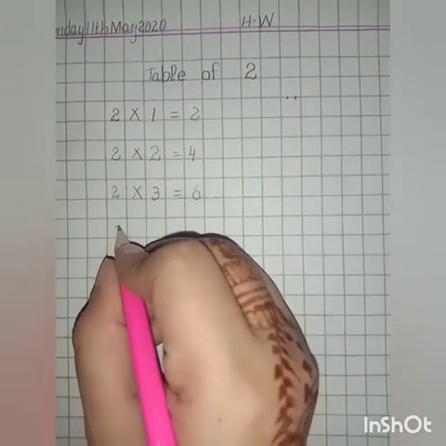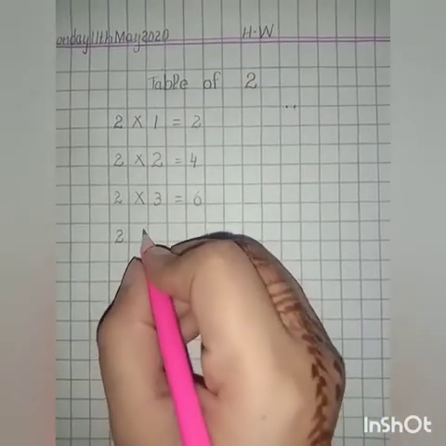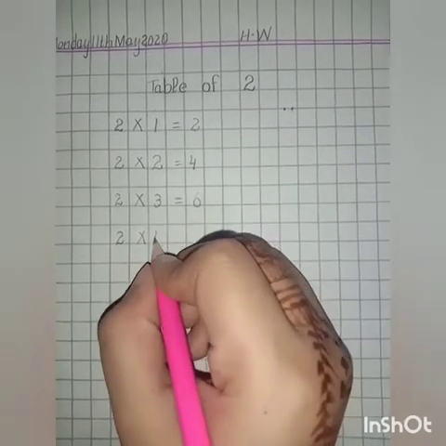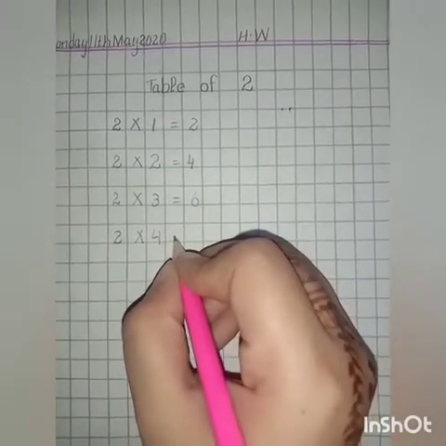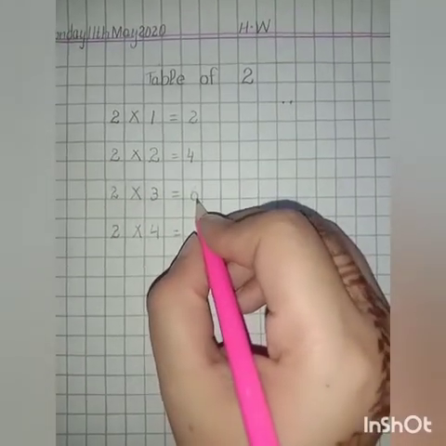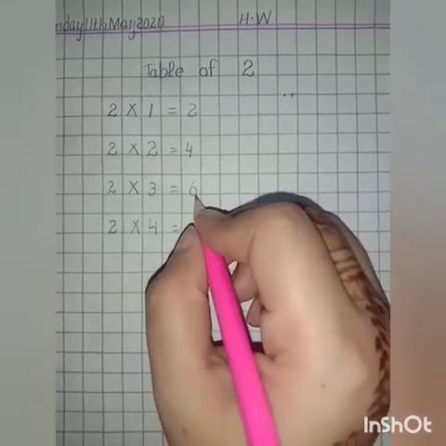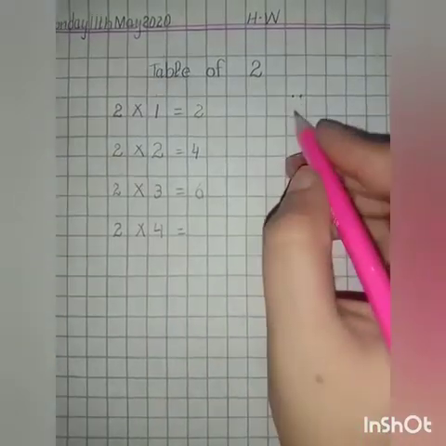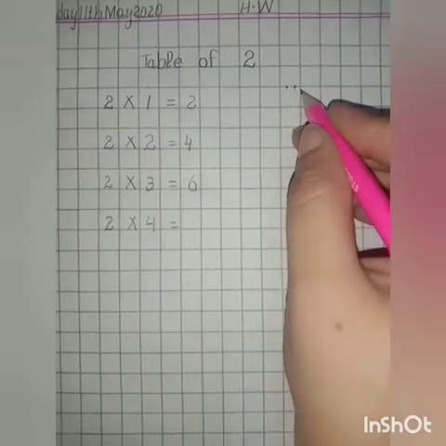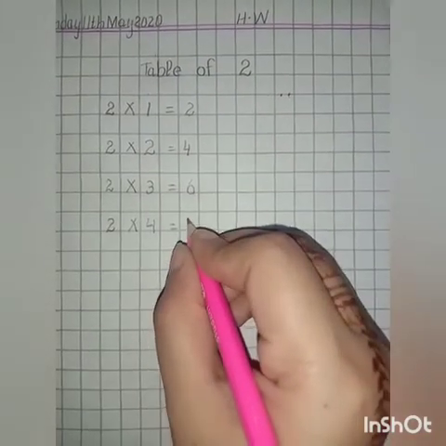Next one. 2. Sign of multiplication. After 3 came 4. Write here 4. Sign of is equal to. Then here we have answer 6. We have to count towards 6 and add these 2 dots in 6. 6, 7 and 8. Write here 8.